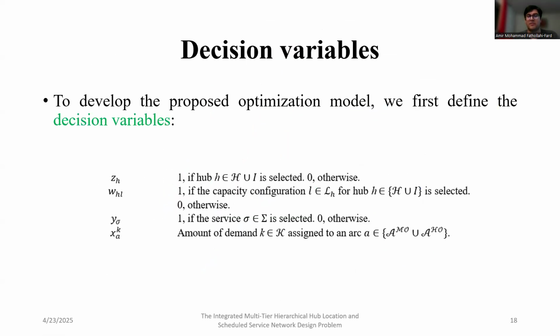There are four variables to formulate this problem. The first variable, ZH, refers to the location variables of hubs. The variable WHL refers to the capacity configuration for the secondary and primary hubs. The variable Y refers to the selection of the services, and there is also a demand flow variable which shows the amount of demand that has been assigned or has been traveling using an arc.